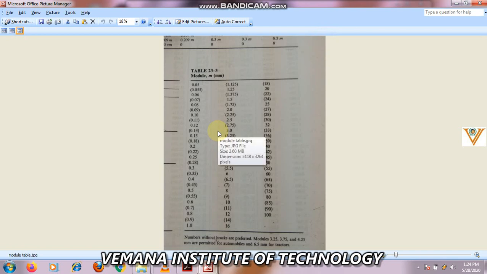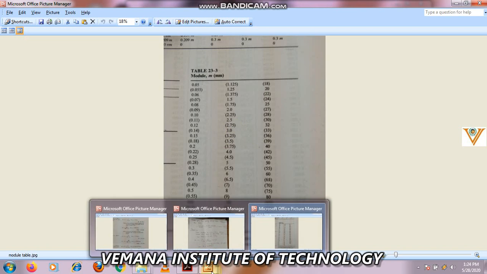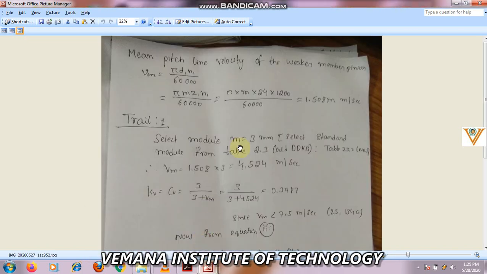From this table 23.3, we have to select the module. Here you can note down the numbers without brackets; brackets are not preferred. Here I am going to take 3. You can take anything, 2, 3, 2.5, but you have to do check and error. Here I am going to select 3, not a number within the bracket. Numbers without brackets are preferred. So I am going to select the module as 3.